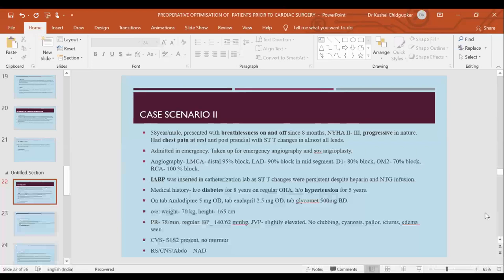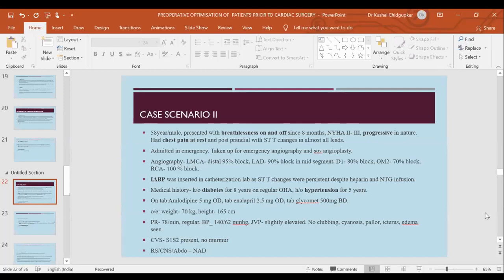And he has chest pain at rest, isn't it? Yes, sir. With STT changes. So what more do you need? And if the angiography is there, but angiography is not talking of ejection fraction. Many times they add ejection fraction here also. So, and he's diabetic, isn't it? He's diabetic and he's on IABP. So all these parameters tell me that this patient is a very high risk. But let us know more about this patient. So what would you like to know? Let me, without going to the next slide, let me try to find out from you. What more would you like to know in this patient?